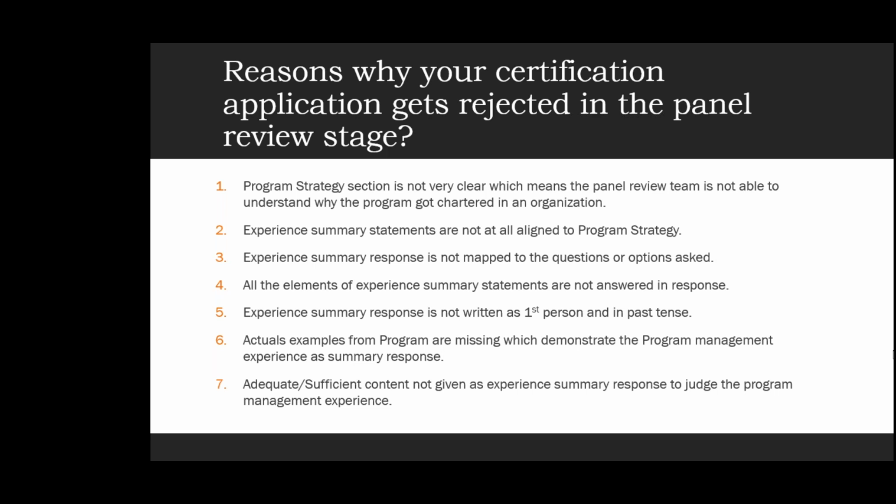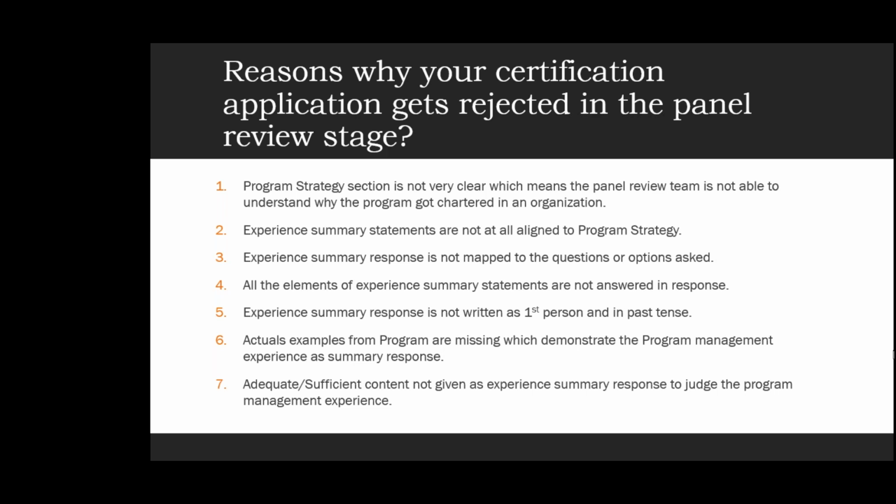The second reason is your experience summary statements are not aligned, not at all aligned to the program strategy. That means when you're writing your program experience summary for any of the 5 domains: program strategy, program benefit management, stakeholder engagement, governance, or PLC, program lifecycle, those experiences are not at all talking about the strategy, that is, how this experience helped the organization to achieve the program strategy or meet the organization's goals and objectives. So your experience summary statement should talk about the actual program which you have given as part of the strategy section. It should be very closely aligned to that, and if it is not aligned, then again, that's one key reason that your application will get rejected by the panel review. Okay.